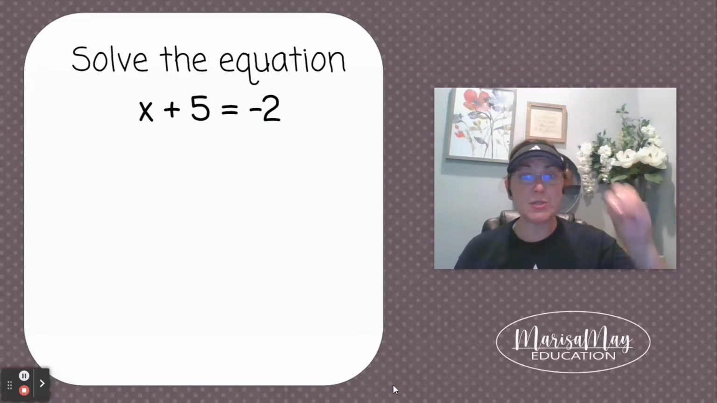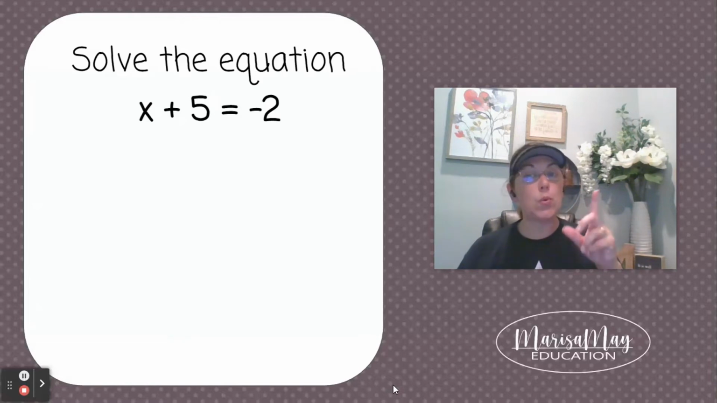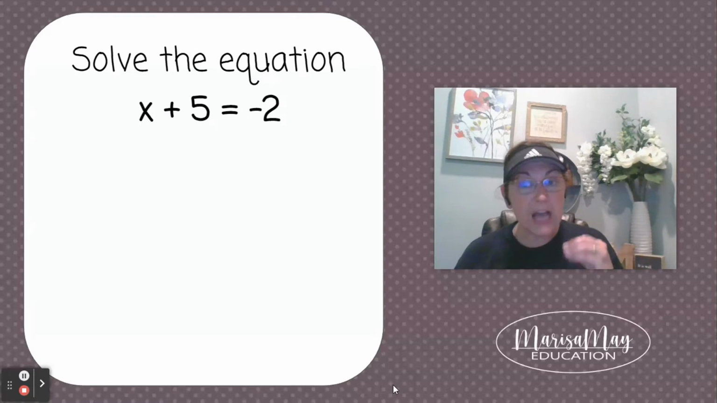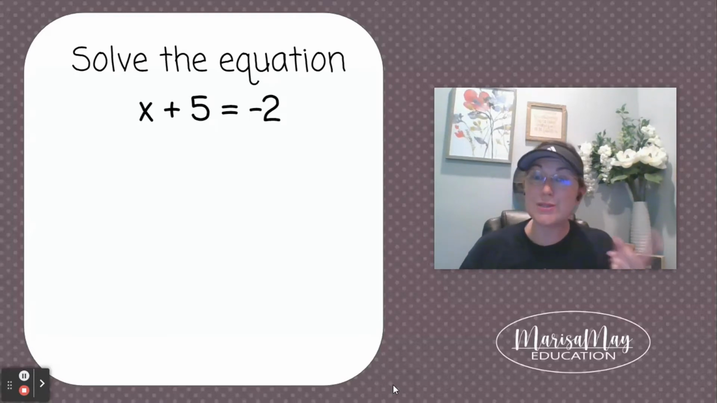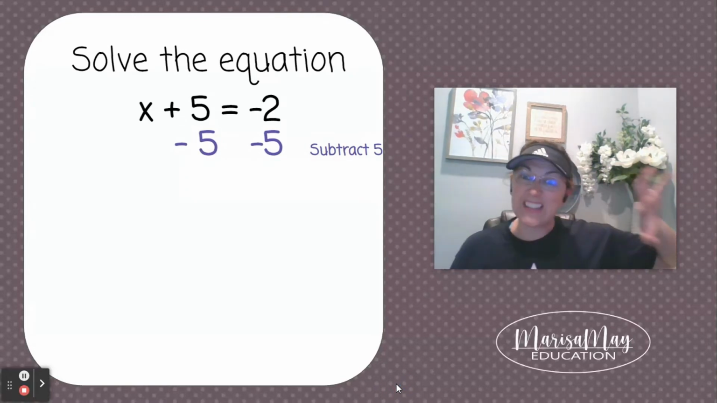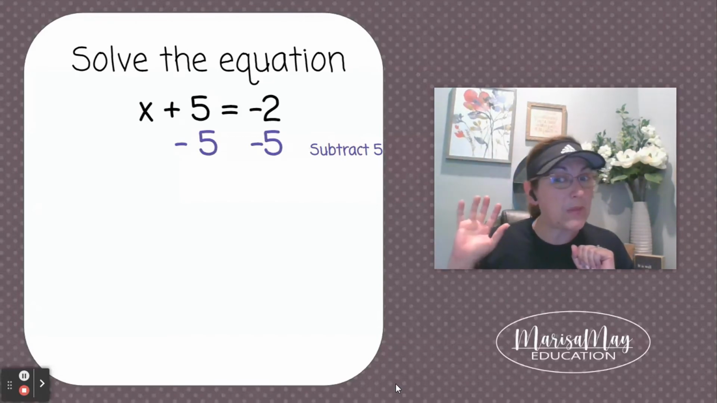So the first thing we do is we ask ourselves, what's happening to the variable? What's happening to x here? You're right, it's adding 5 to it. So we need to do the opposite of adding 5. Now the opposite of adding 5 is to subtract 5. I want you to take a look at where I subtract 5. I subtract 5 on the left side of the equation, and I also subtract 5 on the right side of the equation.